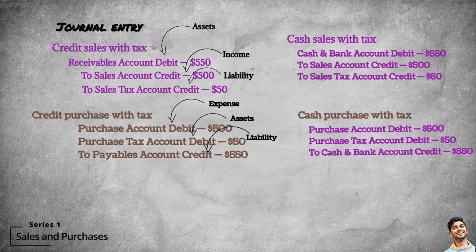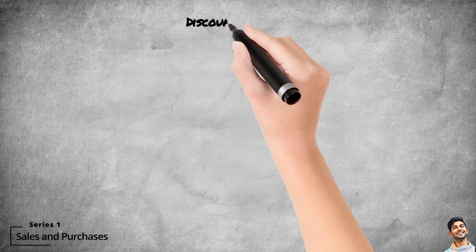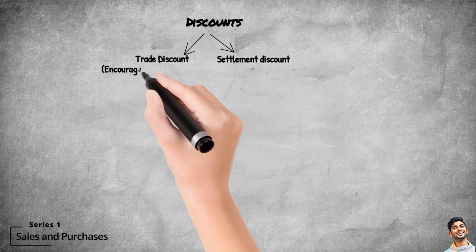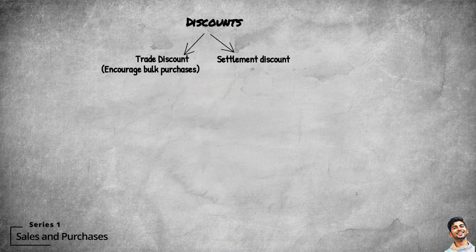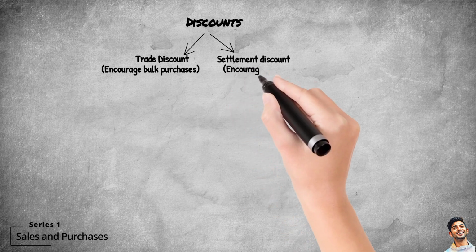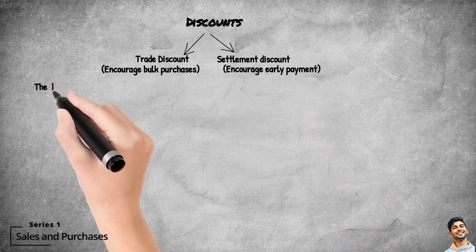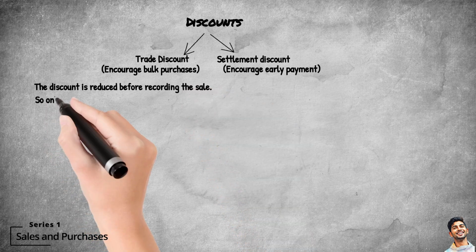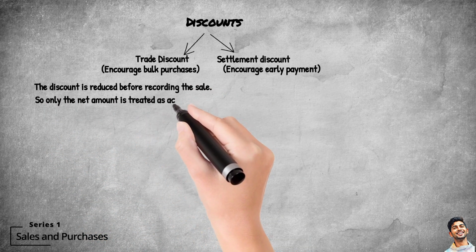Now after taxes, let's understand discounts. There are mainly two types: trade discounts and settlement discounts. Trade discount is given at the time of sales, usually to encourage bulk purchases. Settlement discount is offered after the sales, mainly to encourage earlier payments. Now trade discounts are simple. The discount is reduced before recording the sales, so only the net amount is treated as the actual sales revenue.